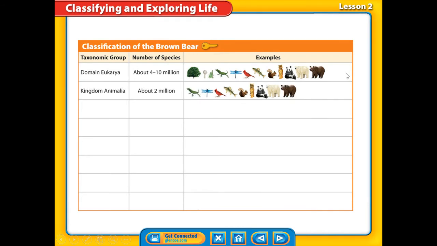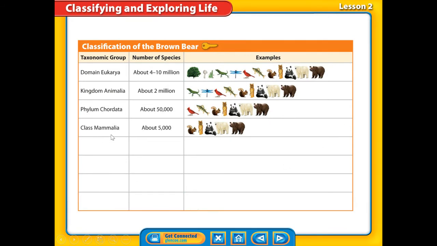They belong to the kingdom Animalia, and there's about 2 million species in the animal kingdom. Everything from lizards to the bear, dragonflies. The phylum they belong to is Chordata. That's going to be anything that has a spinal cord, like we do.